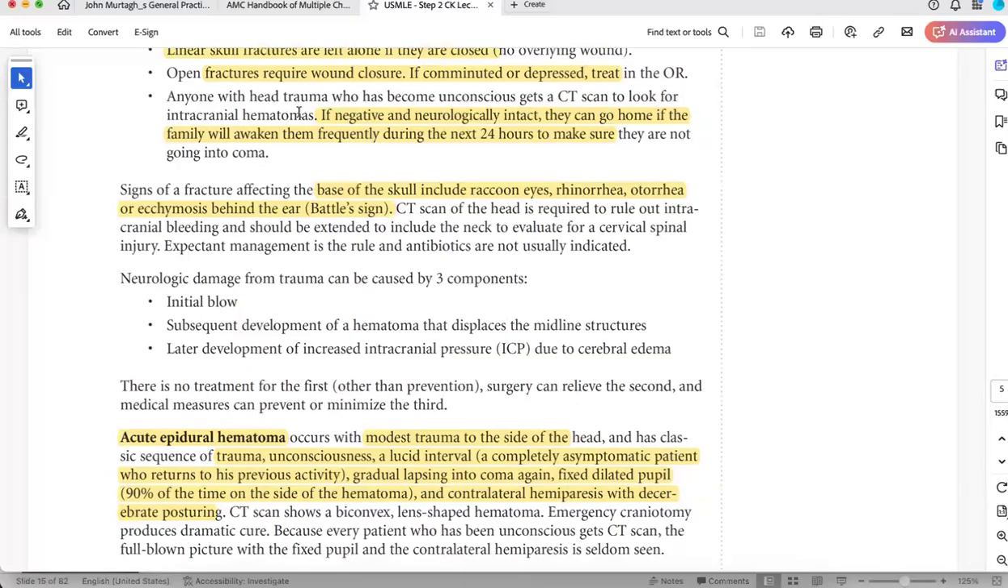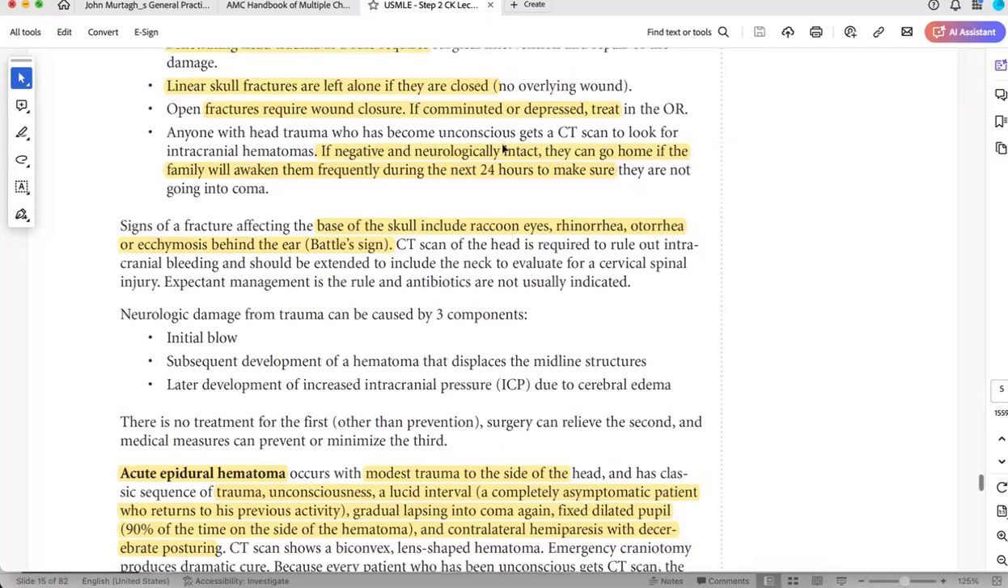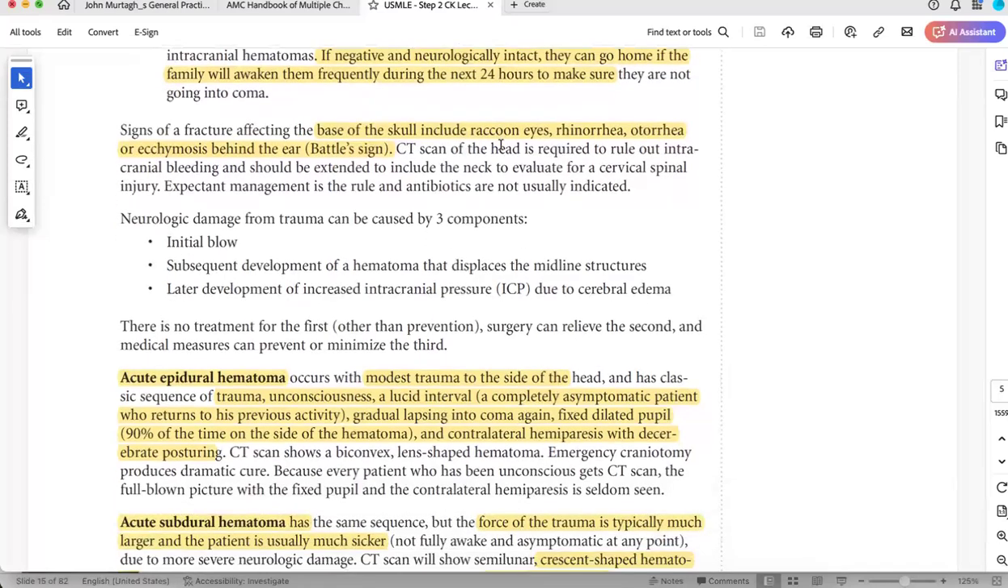Anyone with a head trauma who has become unconscious needs to have a CT scan to look for any intracranial hematomas. If there is no hematoma and the patient is neurologically intact, they can go home if the family will wake them up frequently during the next 24 hours. So any patient who has a head injury and has become unconscious will require a CT scan.